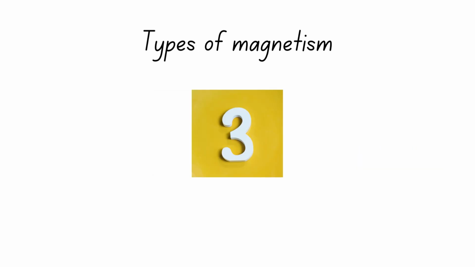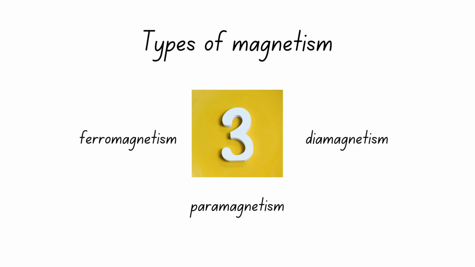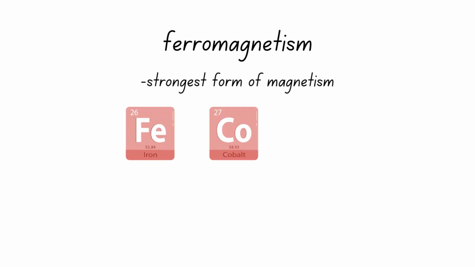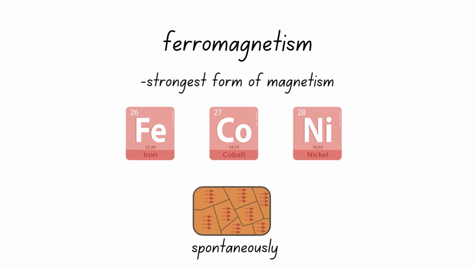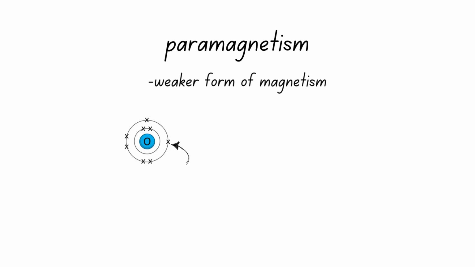There are three types of magnetism, namely ferromagnetism, paramagnetism, and diamagnetism. Ferromagnetism is the strongest form of magnetism and is responsible for the magnetic properties of materials like iron, cobalt, and nickel. In ferromagnetic materials, the magnetic moments of atoms spontaneously align in the same direction, even in the absence of an external magnetic field. Paramagnetism is a weaker form of magnetism, found in materials with unpaired electrons.